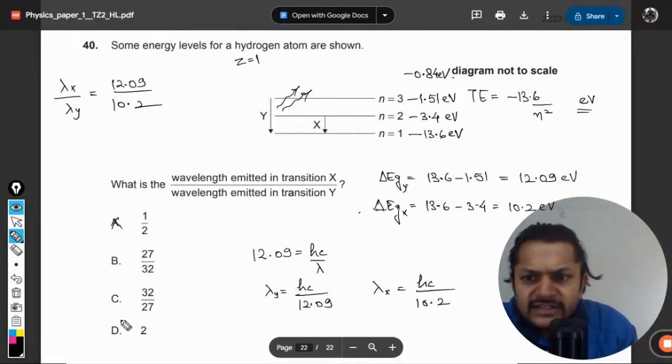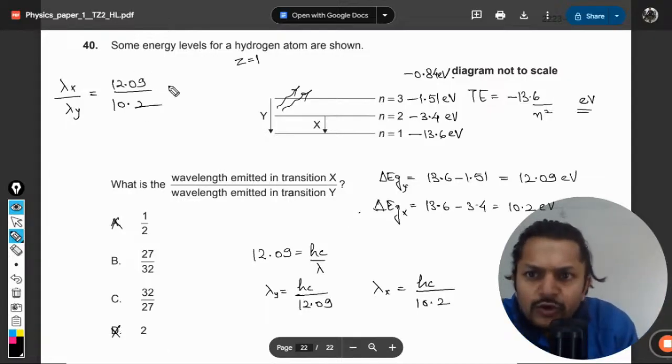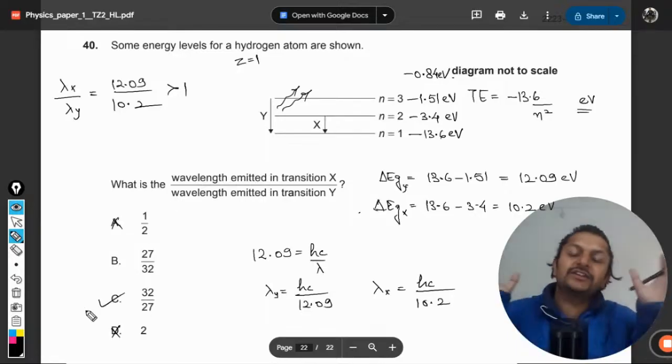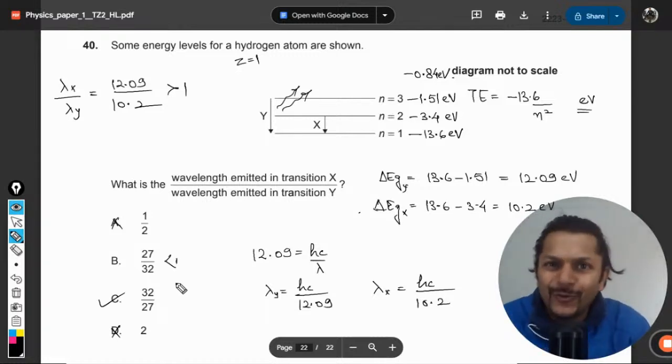So clearly it is neither A nor D, so these two options are out. And this value is definitely greater than 1. So the answer will be C, that is 32 by 27, because the other value is lesser than 1. So this is how we do this question, dear students.